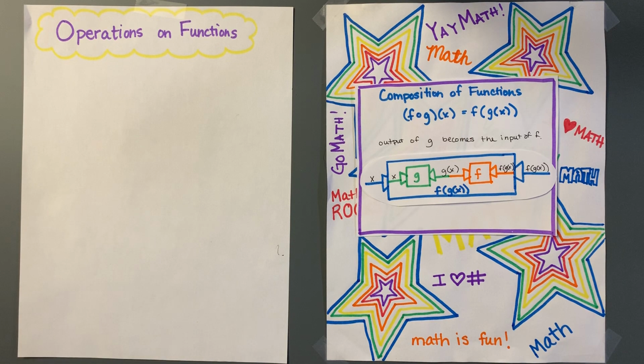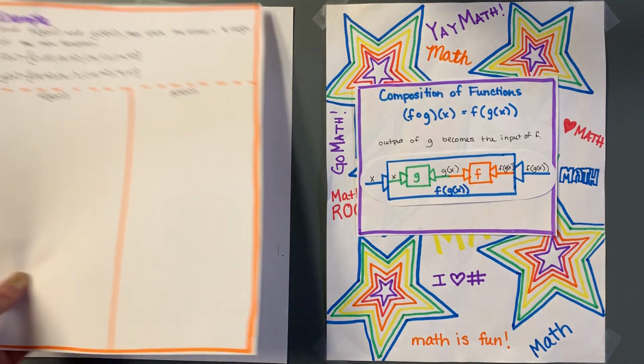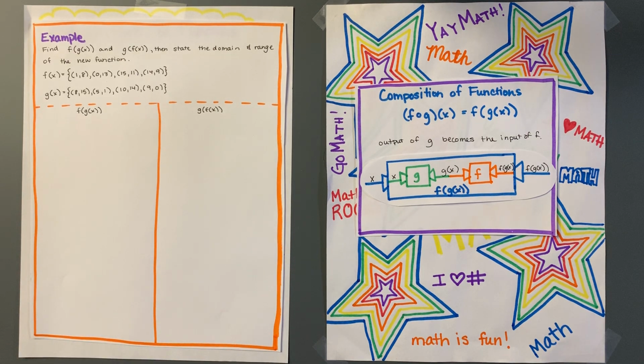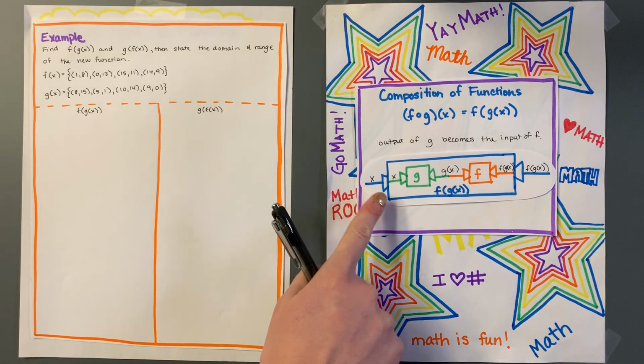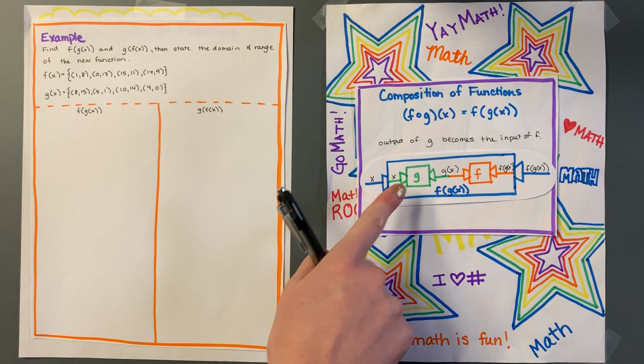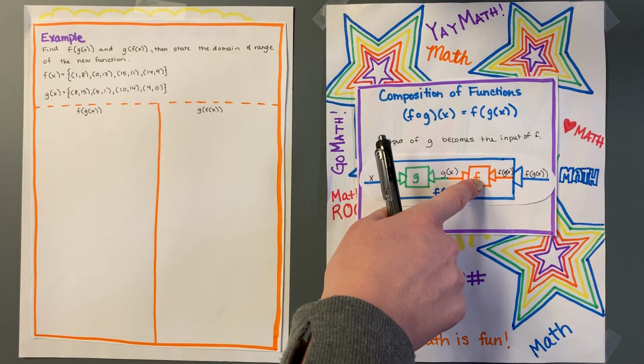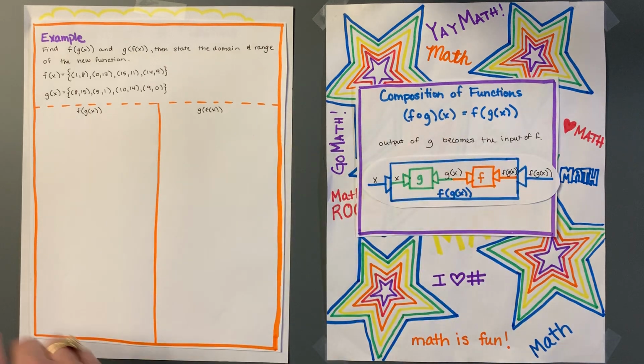Hi, welcome back. In this video, we are going to look at an example of composition of functions. We're continuing to talk about operations on functions, and we're actually talking about composition of functions. In this case, that's f of g of x. So I have an input x to my function that's first going to enter the g machine. The output of that is going to enter the f machine, and the output of that is my output of the f of g of x function.